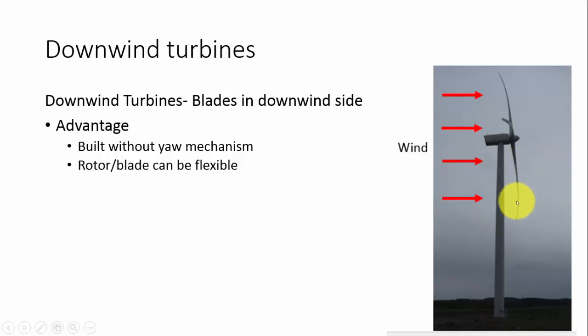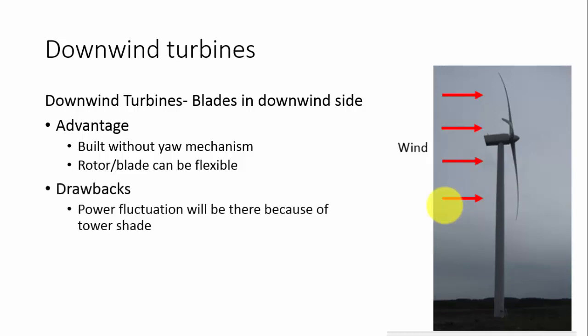So it will not hit over the tower. So that is one advantage here. There is also a drawback. Power fluctuation will be there, because here you can see the tower. The wind flows over the blade. Before touching the blade, it hits the tower. So there will be a hindrance because of this tower.